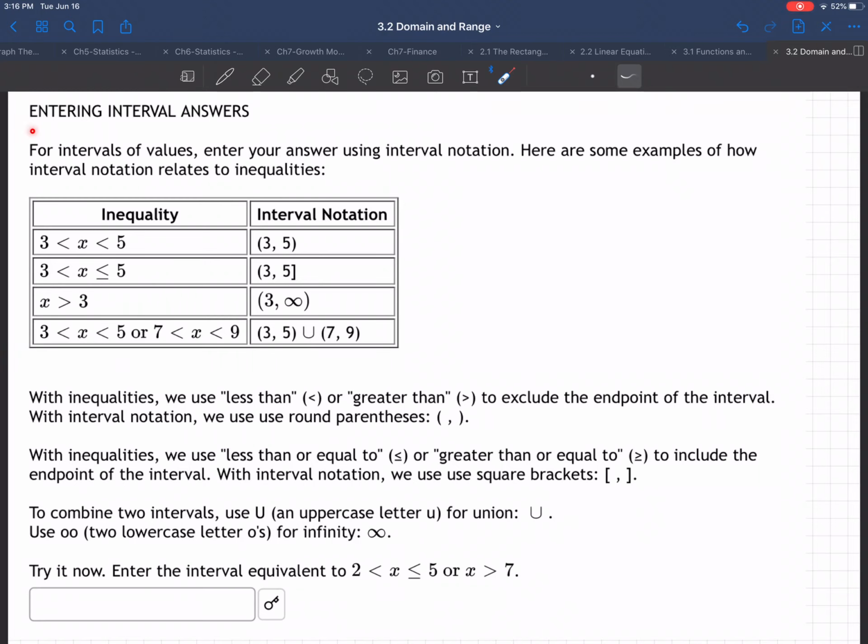Welcome to an example of entering interval answers. So they're showing us some examples and how the intervals look. Let's take a closer look at this.